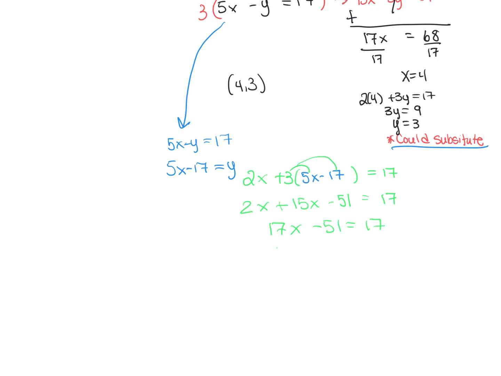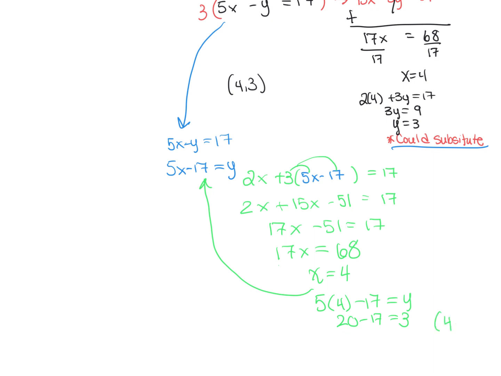I'm going to add this over and get 17x equals 68. Then x is going to equal 4, which is the same thing I got before. And then I can take this x and plug it in up here. 5 times 4 minus 17 is going to equal y. 20 minus 17 is 3. Same ordered pair, 4, 3.